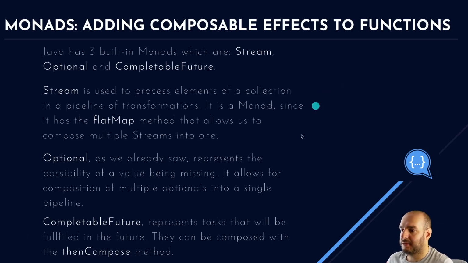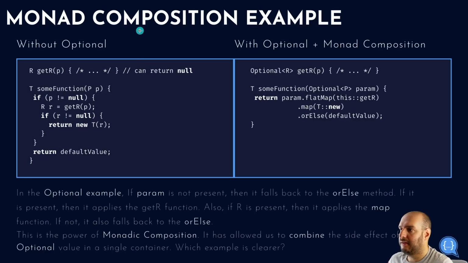And the same happens with CompletableFuture, which represents tasks that will be executed in the future. So this can be composed with a method called thenCompose, which is actually flat map as well. And here is an example of monad composition with optional.